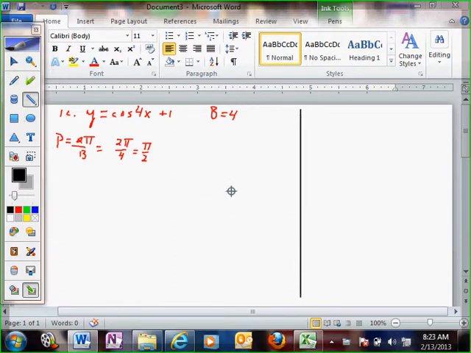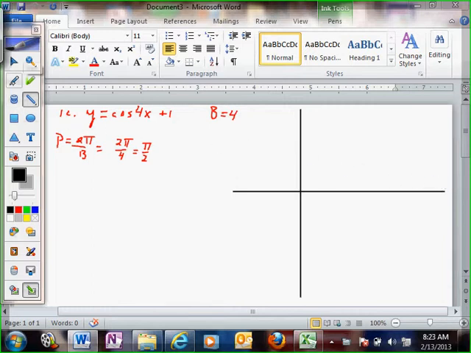Now, something that I haven't really emphasized too much is that your note card tells you that for these sine and cosine curves, the domain is from negative infinity to infinity. That means that it goes on forever to the left and forever to the right. But we're only graphing one period of these functions.